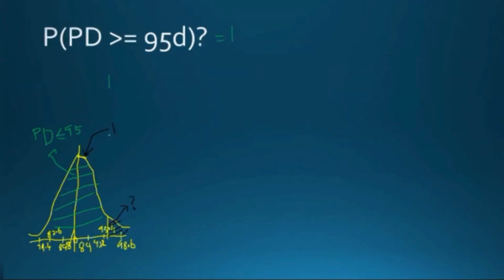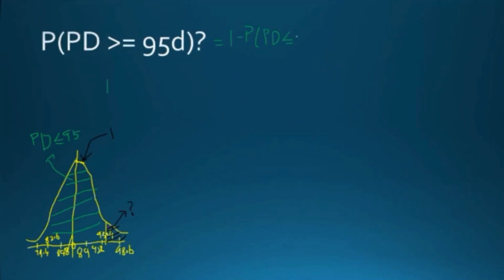So the whole curve of probability of project duration greater than or equal to 95 is equal to 1. This 1 is the probability of the overall curve, 1 minus the probability of project duration less than 95. Okay. Now this is what I am going to find out. So for that, I need the Z value.